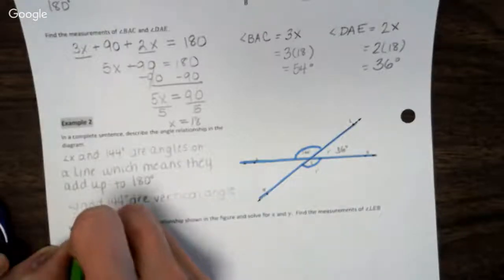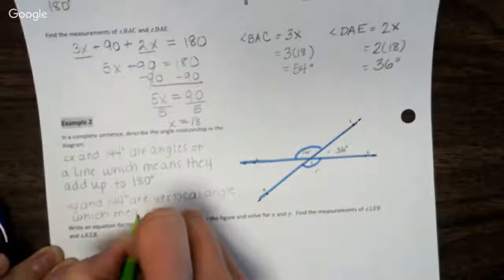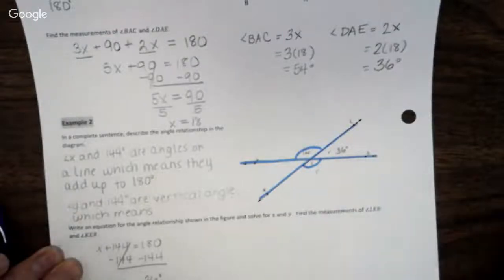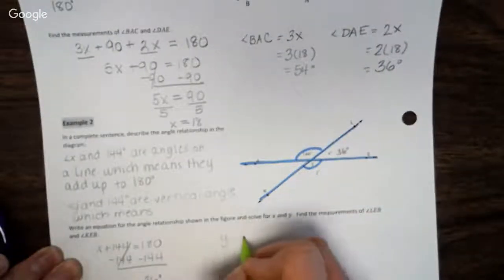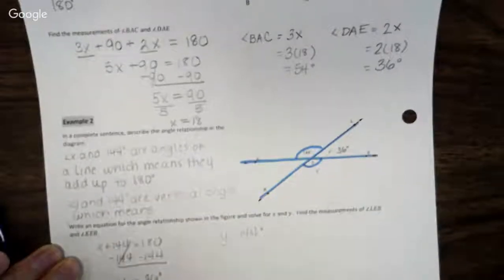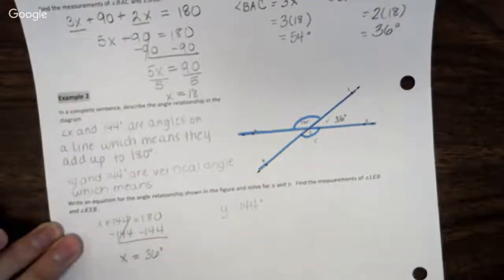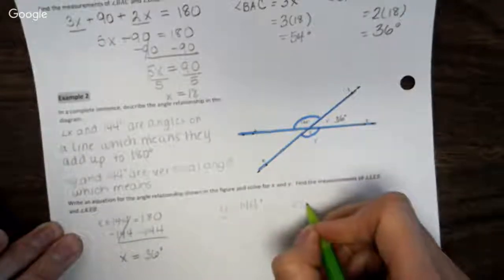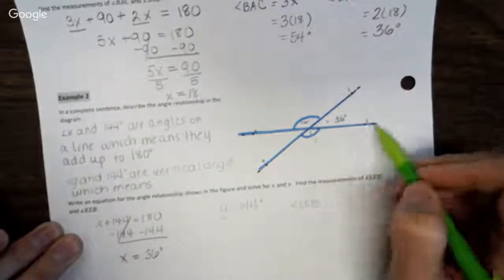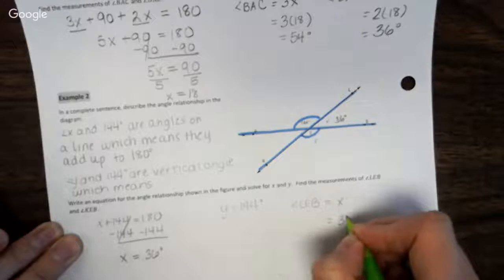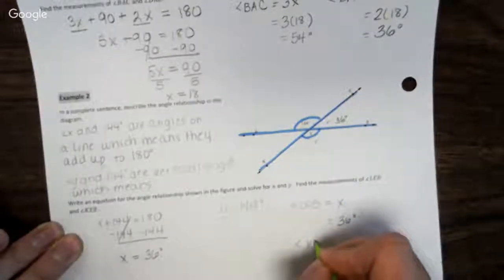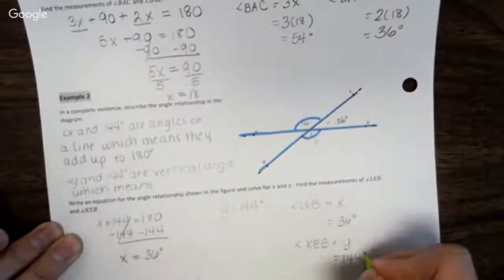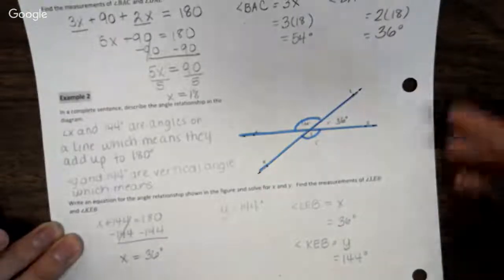Which means, what does that tell us? Vertical angles are always equal to each other. So that means Y is going to be equal to 144. Now notice we don't have to solve anything because we have Y is 144 right away. We don't have to solve any equation. Now let's go back and make sure we have angle LEB. Trace it, LEB, which is X. We know X is 36 degrees. And angle KEB is Y, which is 144 degrees. So there's the measure of our two angles.